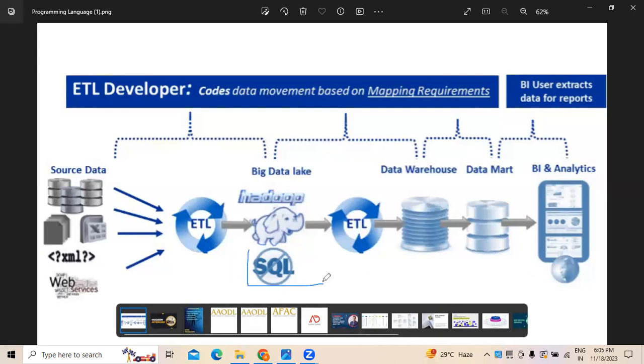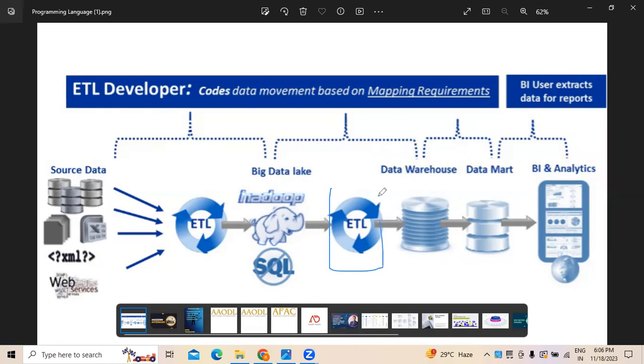At the same time, we use structured query language, because for any project we need to write queries to extract some information from the system. If you want to edit the data, insert the data, copy, or delete, this is where SQL comes into the picture. SQL is also involved apart from Hadoop and the rest.